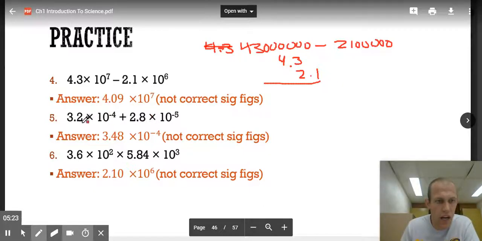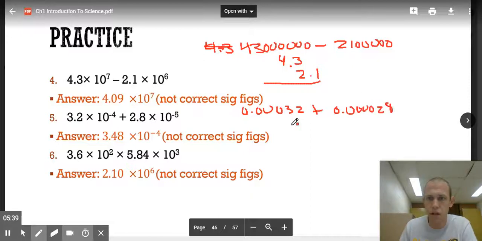Here's another one. So writing those out, it would be 0.00032 plus 0.00028, and then add them and then put it back into scientific notation after you added it together. Or if you wanted to do it like this, this one's trickier.